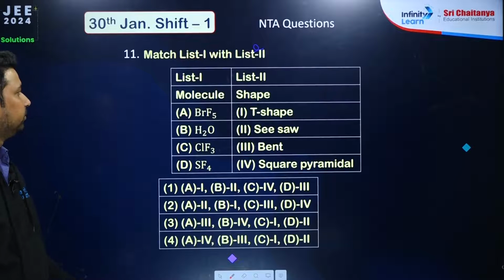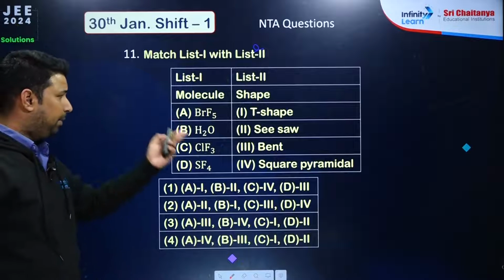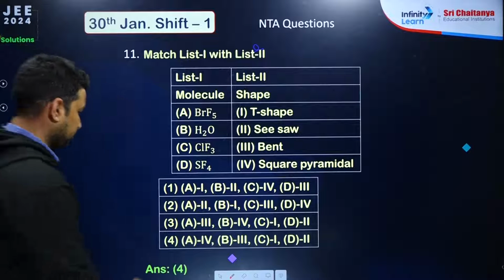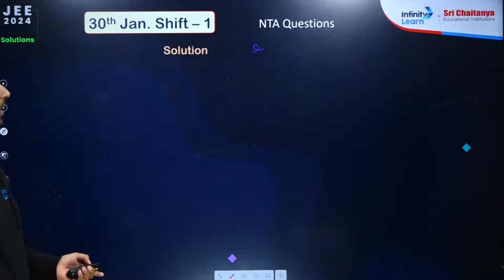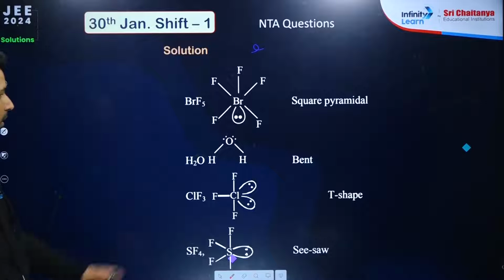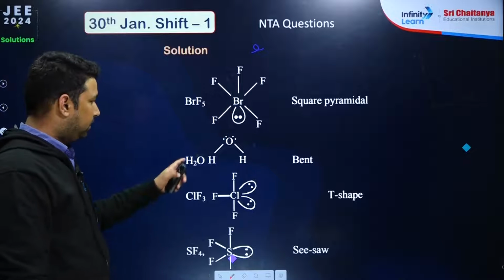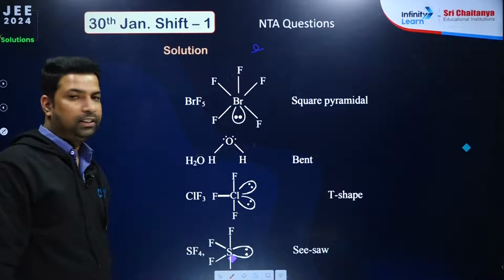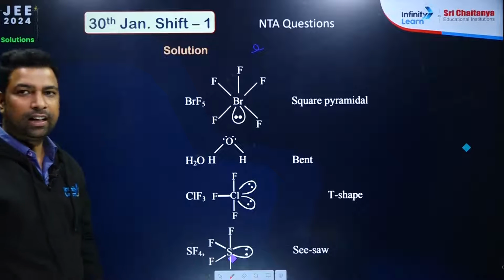This is the solution. Now, we have to discuss molecular shape. And the answer is 4. Why is the fourth the answer? This is the geometry of all the elements. BrF5 is square pyramidal, H2O is bent, ClF3 is T-shaped, and SF4 is seesaw. So this was the answer of the question.